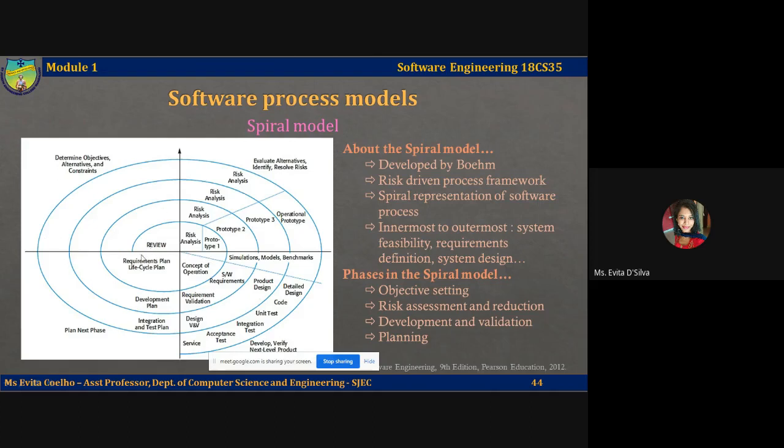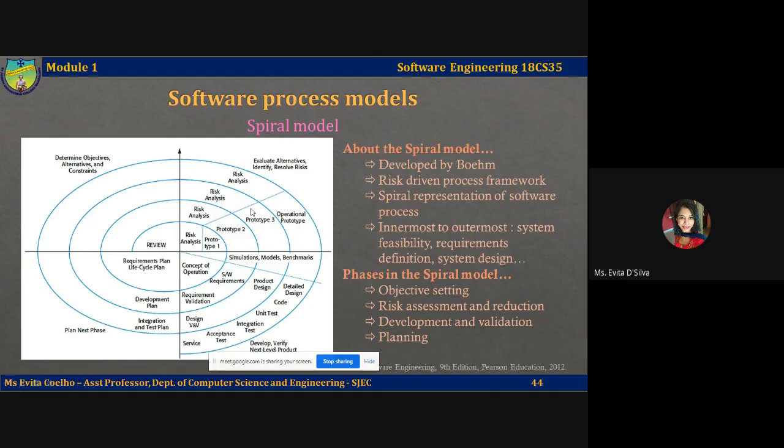Okay, so in the first loop, if we are talking about requirements, in this sector, you're going to determine the objectives and set the plan for requirement finding, the elicitation, the analysis, the feasibility study, and any other risks that are identified in the requirements plan phase. If there are risks, how are you going to come up with alternate strategies to combat these risks?